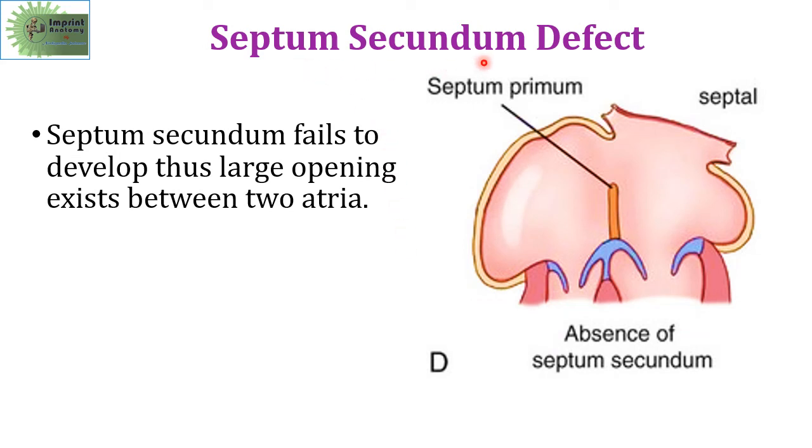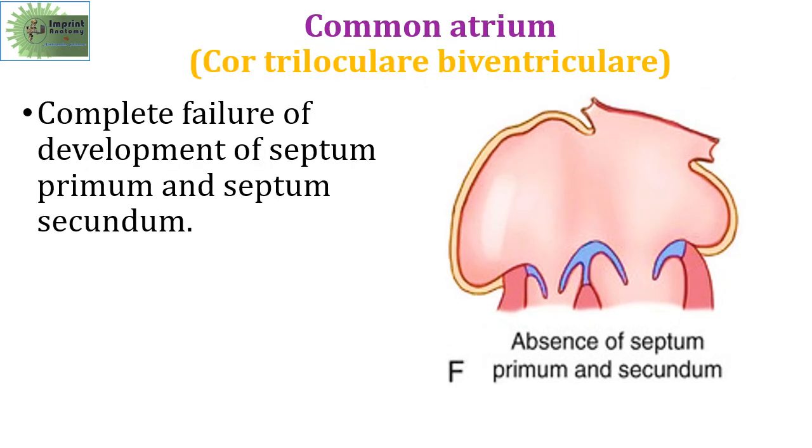Septum secundum defect, you can compare this with the foramen secundum defect. In this picture, you can see there is an absence of the septum secundum. When the septum secundum fails to develop, it also shows a large opening between the two atria, and this forms the septum secundum defect. Next is a common atrium.